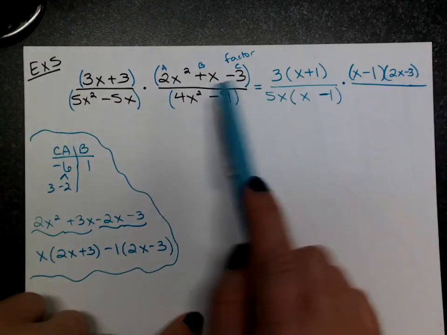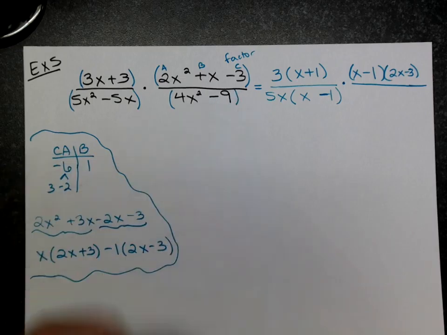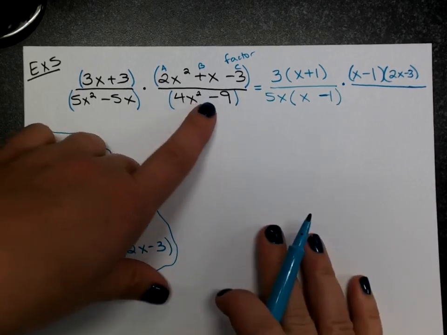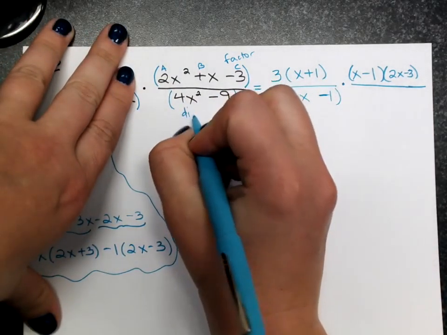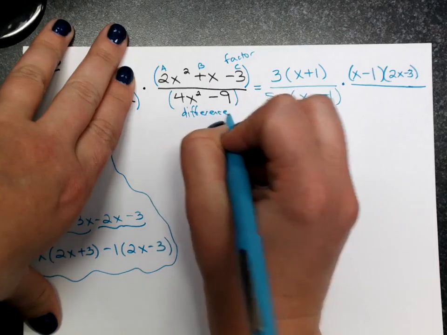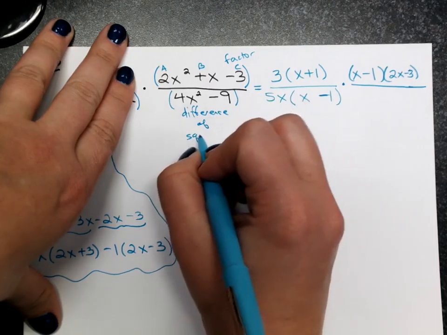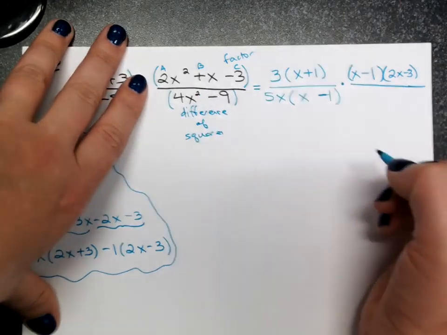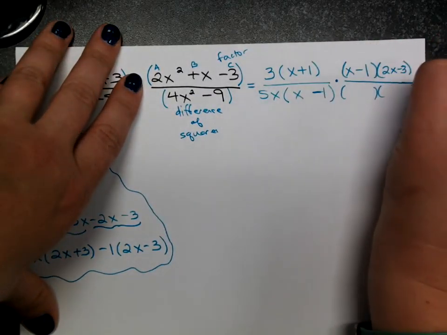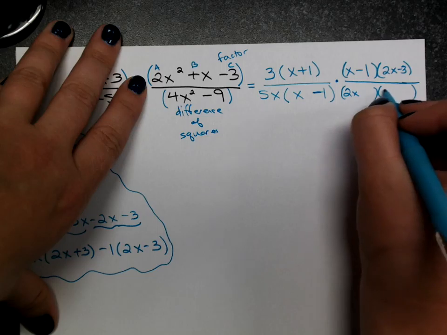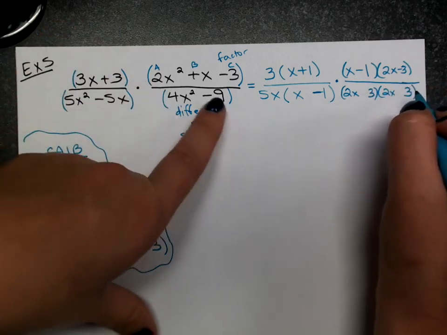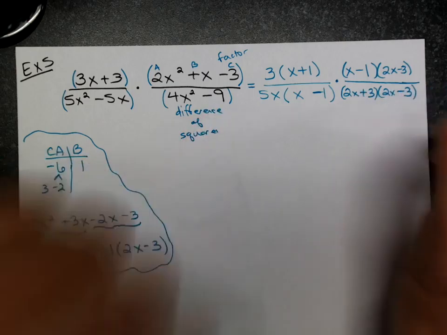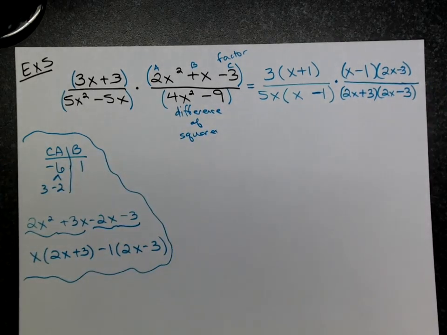Then the bottom of the second one, 4x squared minus 9. Notice that it's x squared, it's subtraction, and 4 and 9 are perfect squares. So this is a difference of squares. Anytime you have a squared term, see if it can be factored. So it's going to factor into 2x and 2x from the 4x squared, 3 and 3 from the 9, and 1 gets a plus and 1 gets a minus. So watch for that difference of squares.